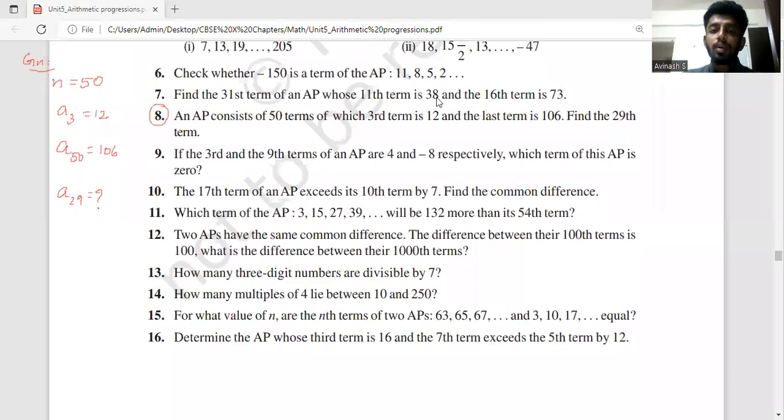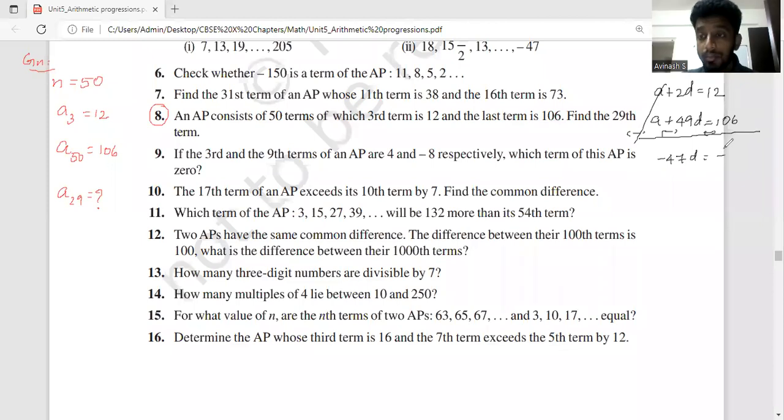Now, the solution, I'm doing it on the right side of the screen. As we all know, A3 can be written as A plus 2D according to the formula, which is 12. And A50 can be written as A plus 49D because it's 50 minus 1, which is 106. And these two can be eliminated. So there is a negative sign here, and this also becomes minus. A and minus A will get cancelled. 2D minus 49D will become minus 47D.